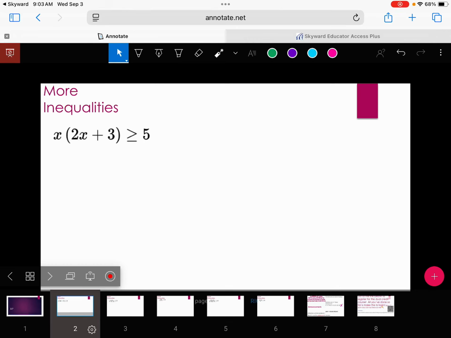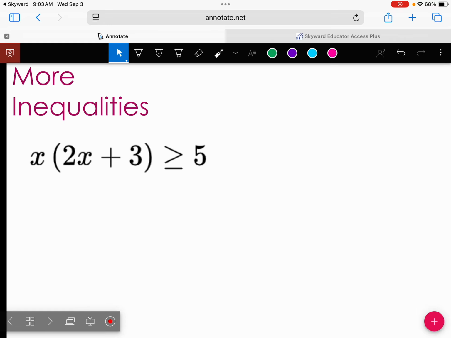Another one of our inequalities where we want to figure out which portions are going to be above or below our x-axis, is kind of how we're thinking about it as far as the pictures go. And it kind of looks like the nice ones we gave you in factored form, except for the fact that we're trying to figure out where it's greater than 5.